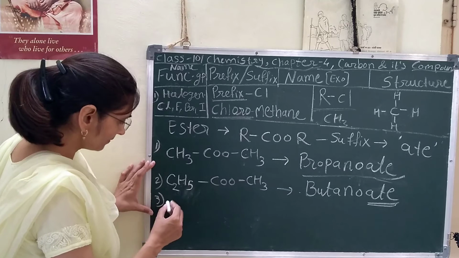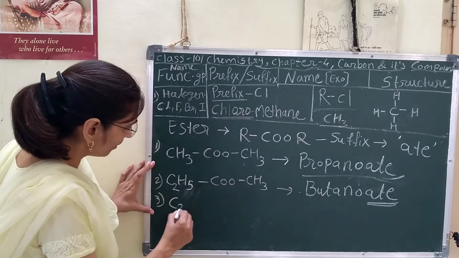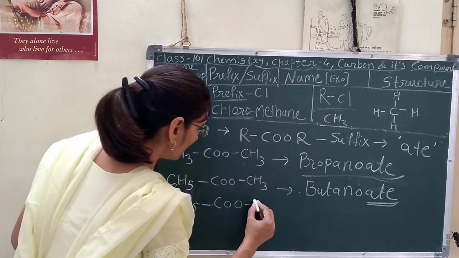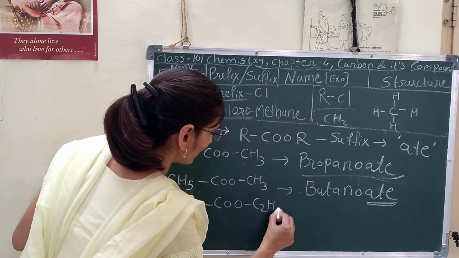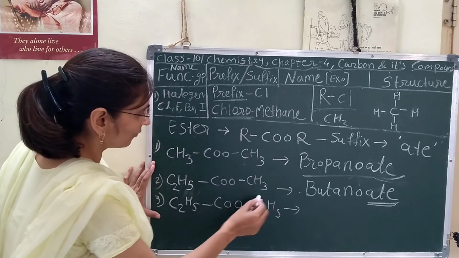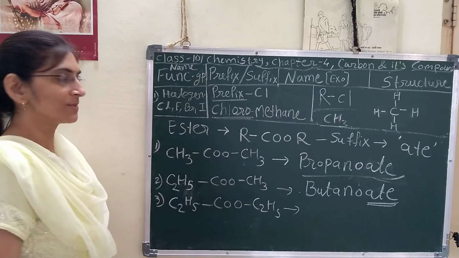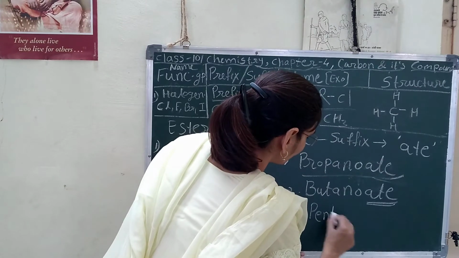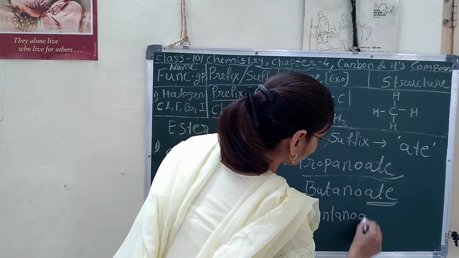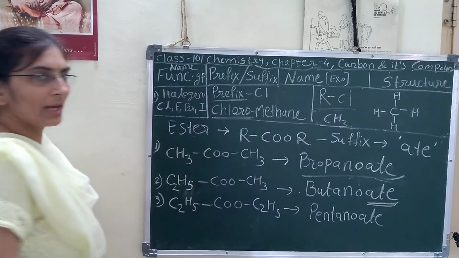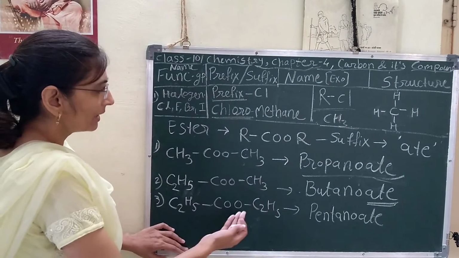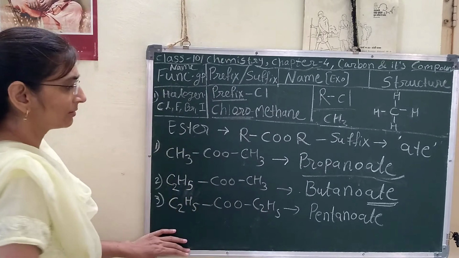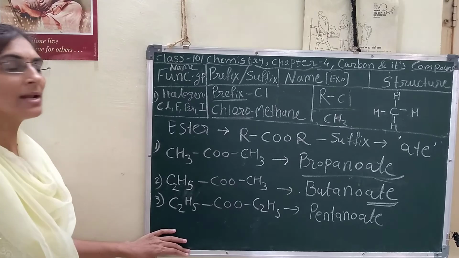Third one, if both are COO, both are ethyl groups, C2H5. So what will it be? 1, 2, 3, 4, 5. 5 carbon atoms are present. That's why pentanoate. And it is written as diethyl ester. Like that also we can write here.